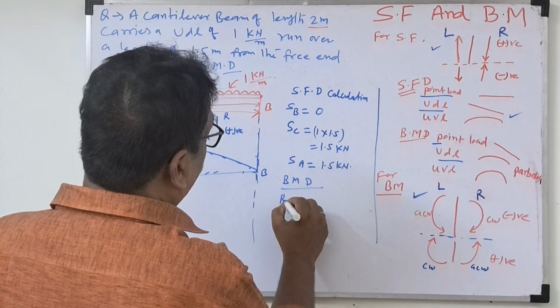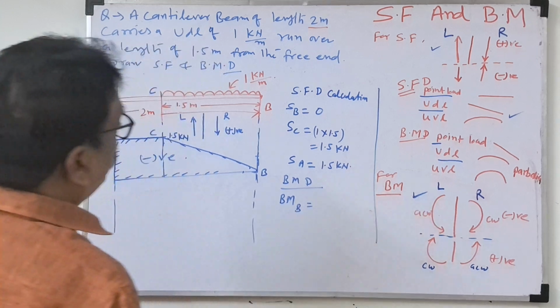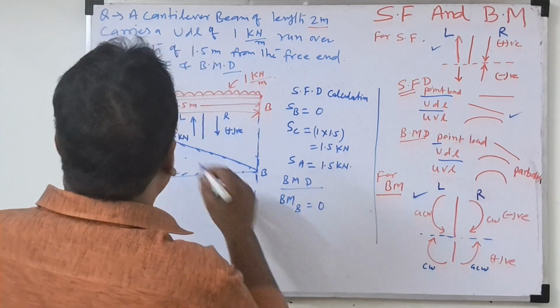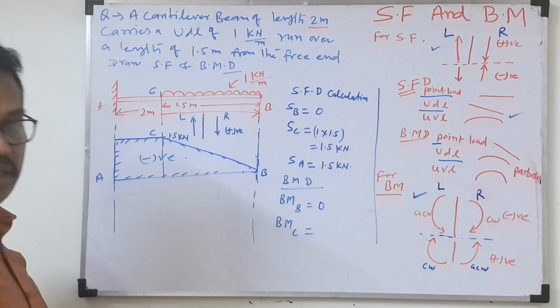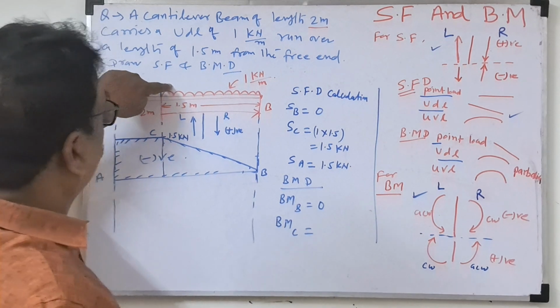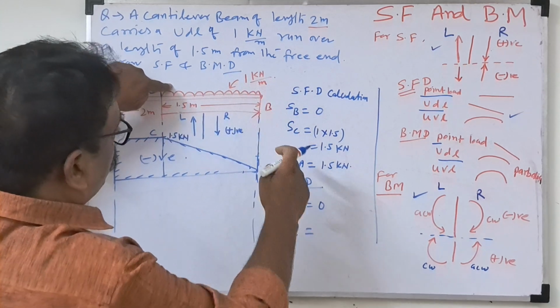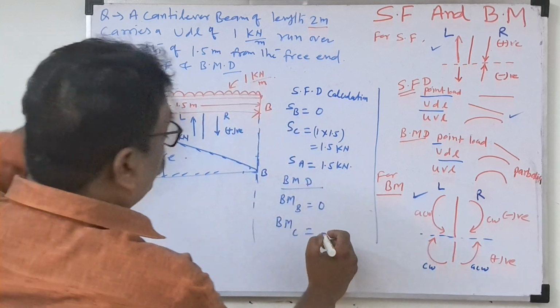So what is the bending moment at B? At B, because there is no right side force, it is 0. Now we'll take the bending moment at C. Already you know moment is nothing but force into perpendicular distance. Suppose we take the UDL. What is the force? First we'll find our load. 1 into 1.5 will be the load.